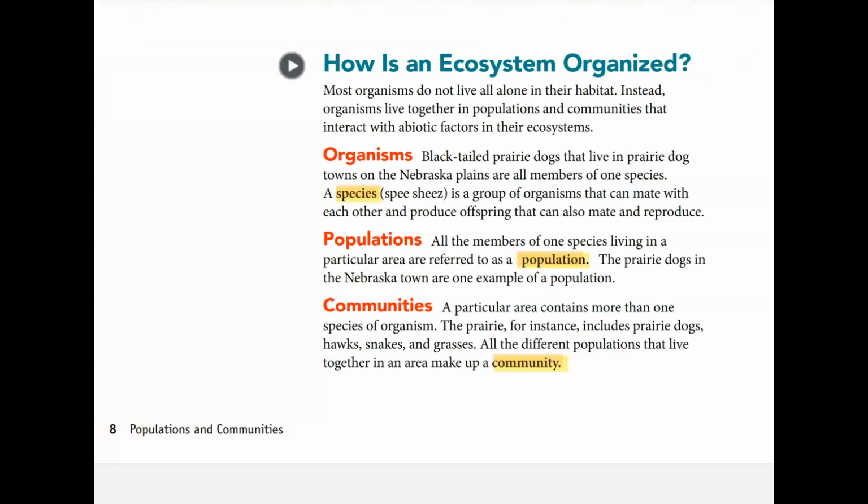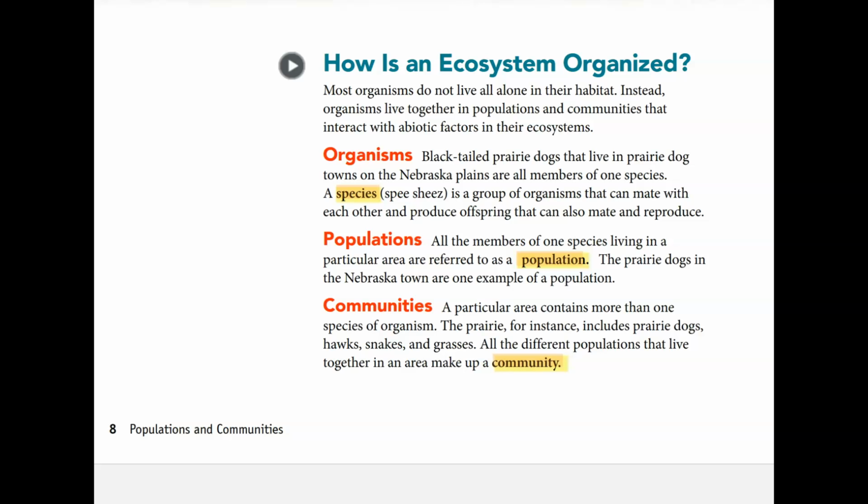You and I both thought we were done, but we're not. Now we gotta learn about how an ecosystem is organized. Most organisms do not live all alone in their habitat. Instead, organisms live together in populations and communities that interact with abiotic factors in their ecosystems.